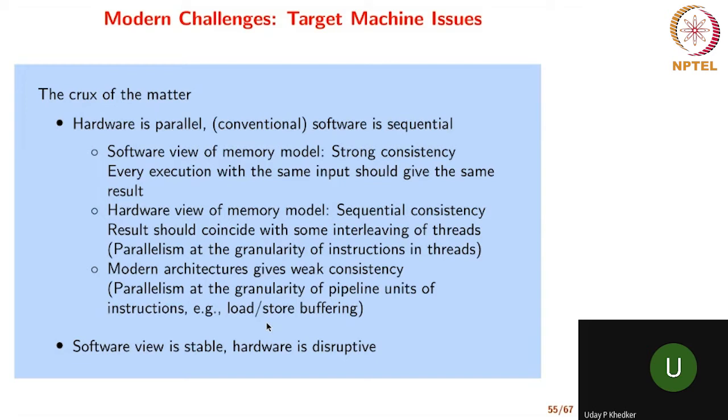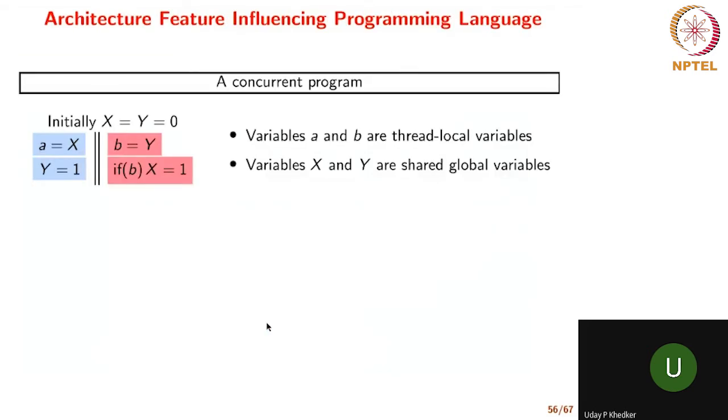Going forward, memory architectures give weak consistency, where parallelism is at the granularity of pipeline units of the instructions, such as load, store, buffering. Therefore you issue several instructions, and instruction reordering is done based on which execution unit is free, and for which execution unit the data is available. Software view is stable, understandable. Hardware view is disruptive. Let's look at one example of how it is affecting the languages.